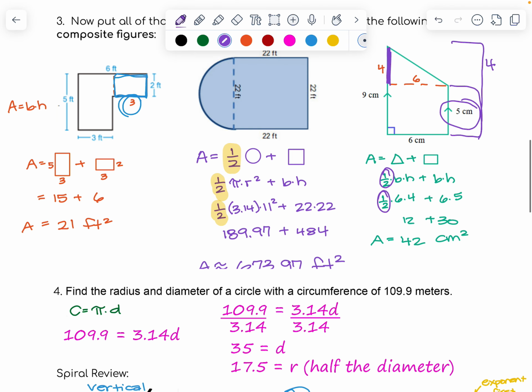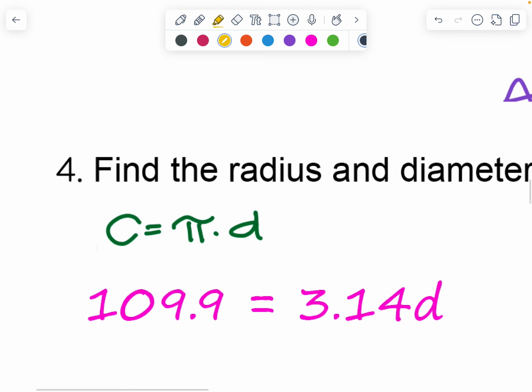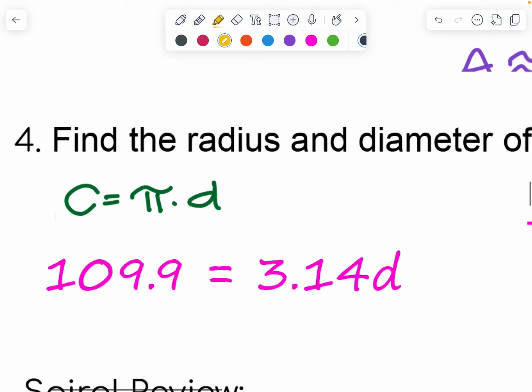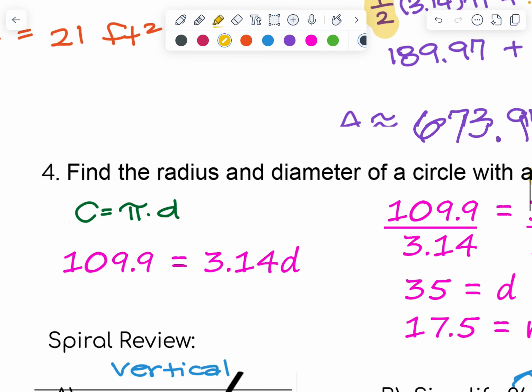All right, number 4. Here, I should fix this. This is a 6.73.97, I'm guessing. All right, number 4 says find the radius and diameter of a circle if they give us, oh, look what they gave us. They gave us the circumference. So let's use the circumference formula right here. There it is. And then we're going to fill in what they gave us. We know that pi is 3.14. And then we know that the circumference is 109.9.